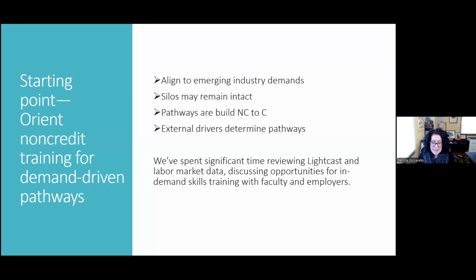This, I think, is very common in the work that you're already doing. So just figuring out what is the way that we can argue this is a demand-driven pathway, and how do we then connect that to something happening on the credit side, or how can we have this then become a credit program?